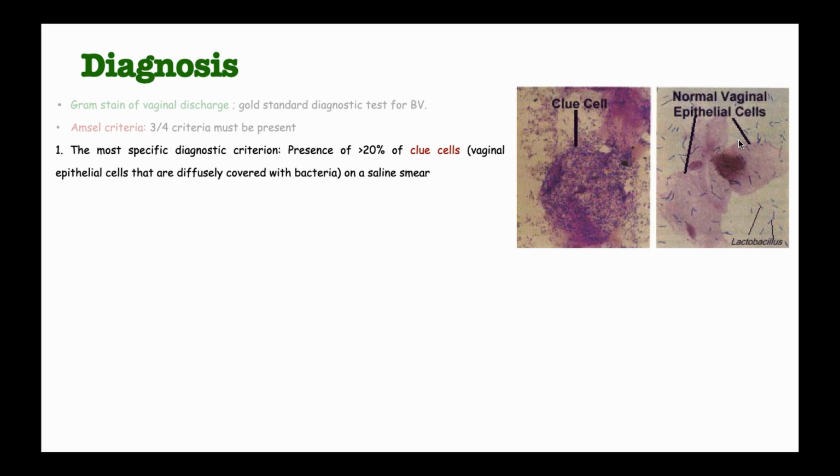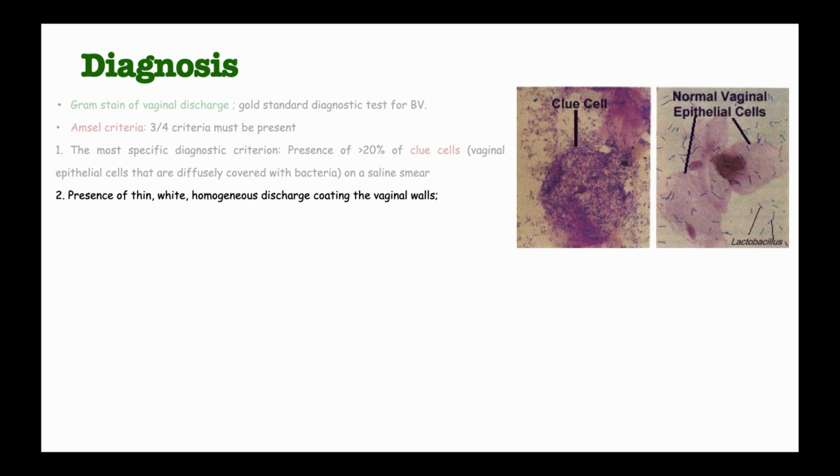So if you look at the diagram on the right, this is the normal epithelium of the vagina. And so you can see the lactobacillus, beautifully over here. But if you look at this diagram, you can see that the Gardnerella vaginalis have clumped together when we added normal saline to it. And so you can see how they've attached themselves to the epithelia of the vagina. Then the second thing that we look for is the presence of a thin white homogeneous discharge, which coats the vaginal wall and also tries to adhere to the vaginal mucosa.